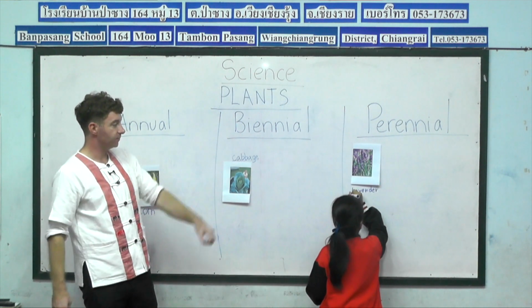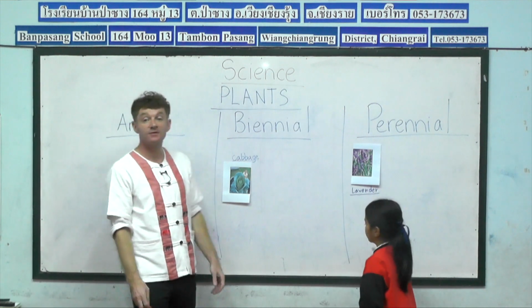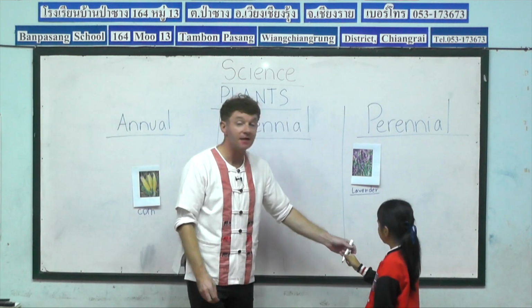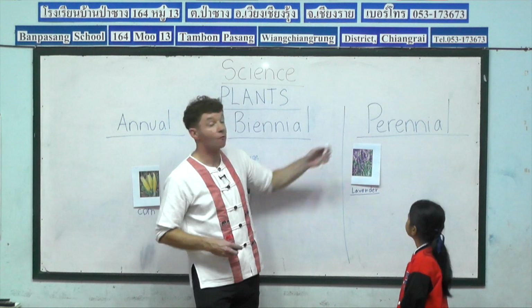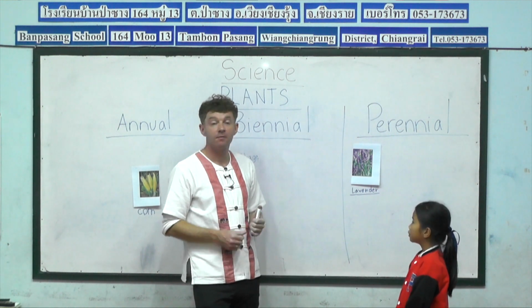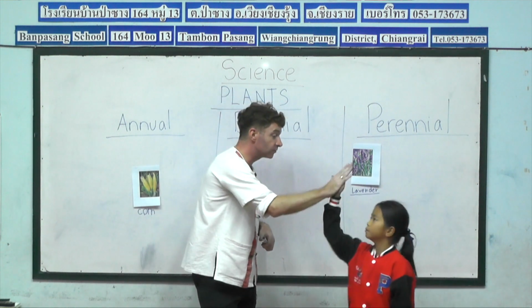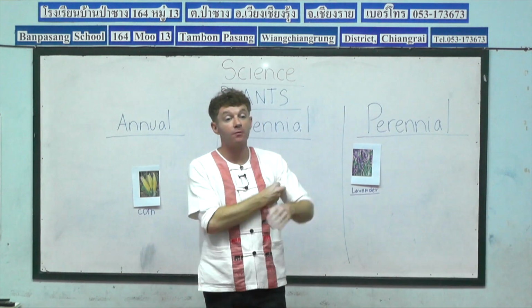L-A-V-E-N-D-E-R. Perfect, Prau. So we can say together, lavender plant, perennial plant. Excellent. Prau, that was very good. Well done. And a round of applause for Prau too, guys.